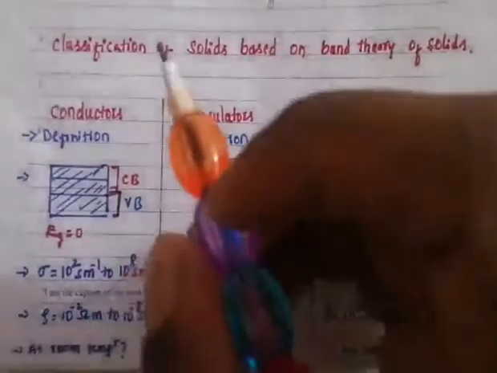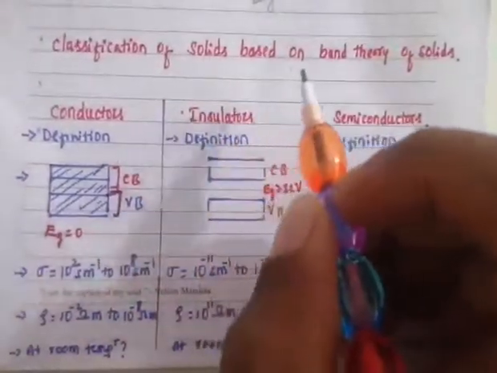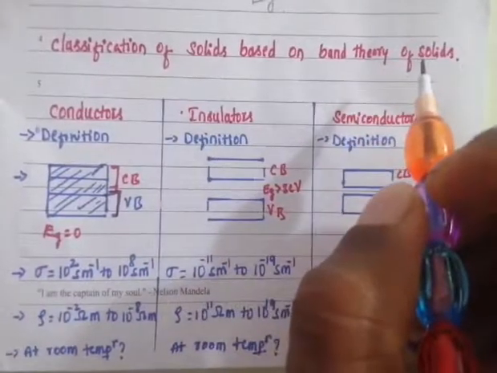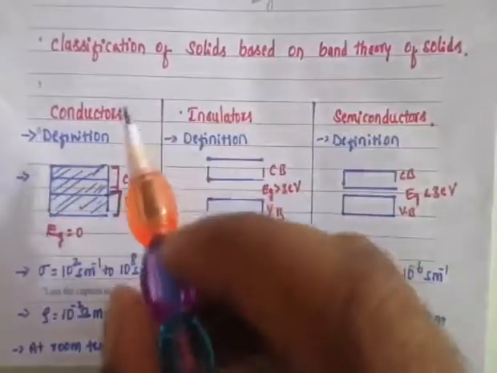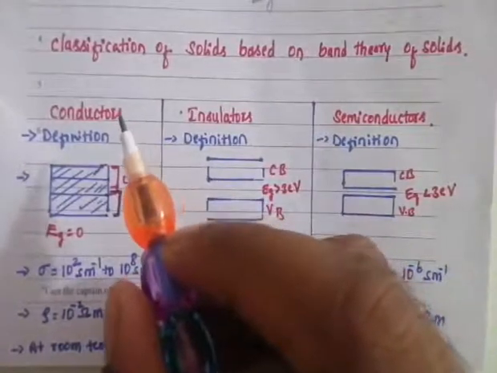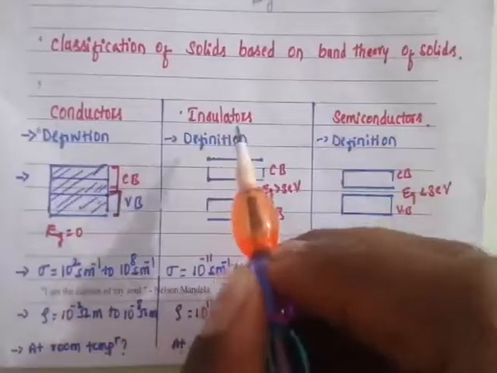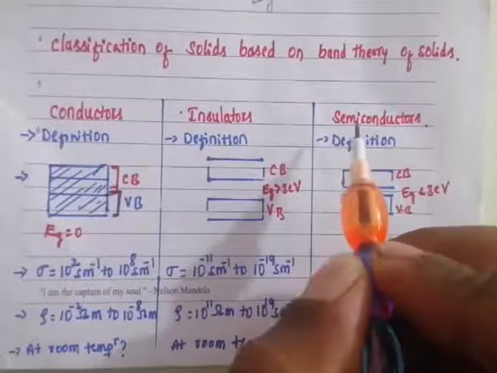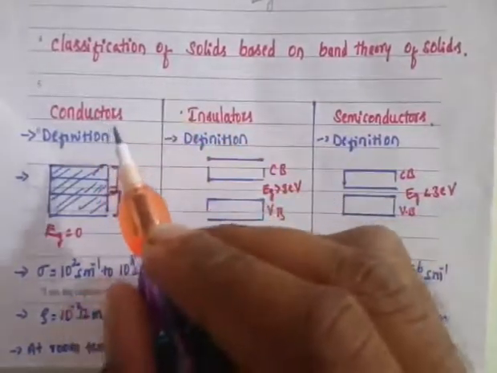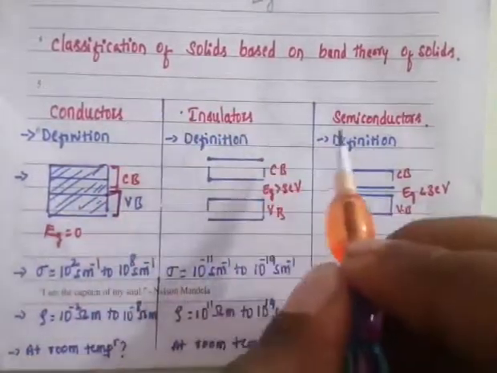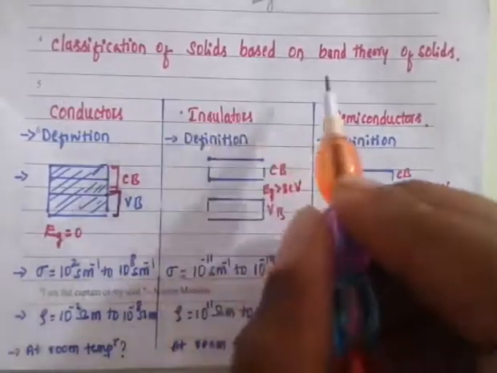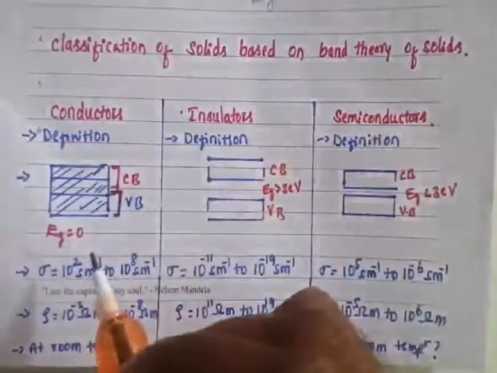So next, classification of solids based on the band theory of solids. So classification of solids, that is conductors, insulators and semiconductors. What are the distinctions between conductors, insulators and semiconductors based on the band theory of solids?